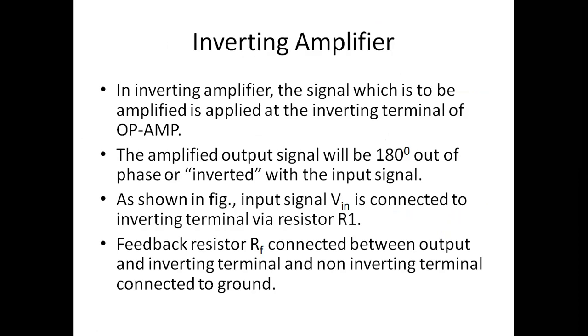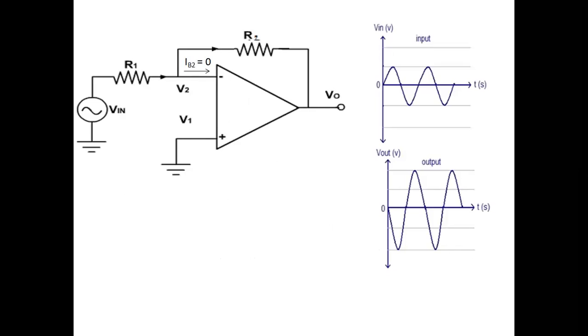We are connecting that resistor in between the inverting terminal of the op amp and the output. So here we will get the inverting amplifier. Here we are connecting output to the input. Which input? To the inverting terminal. How? By using the feedback resistor.